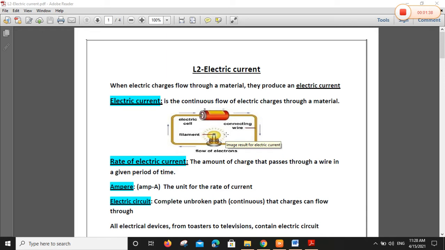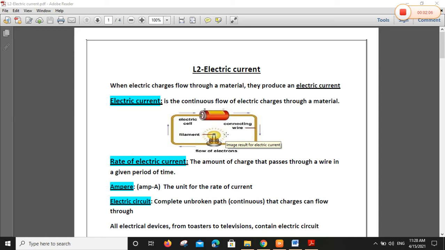We have a rate of electric current. What's meant by the rate of electric current? Rate means the time, like power. When we spoke about power, we mentioned power is the work divided by time. Also, rate of electric current is the amount of electric charges that passes through a wire in a given period of time. This is the rate, the amount of charge in a given period of time.